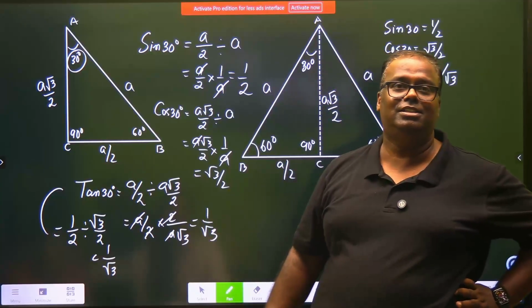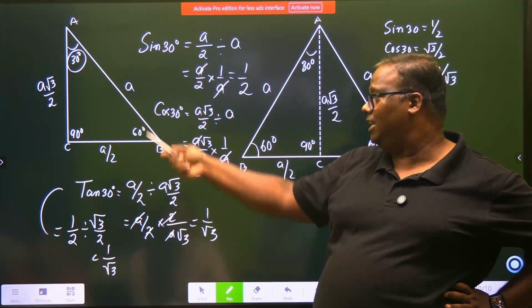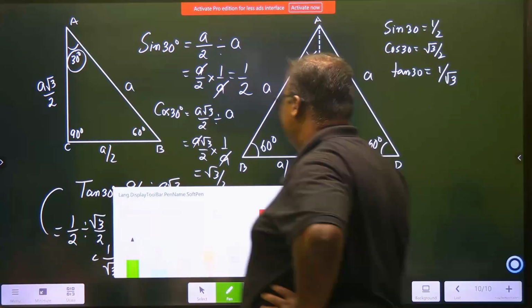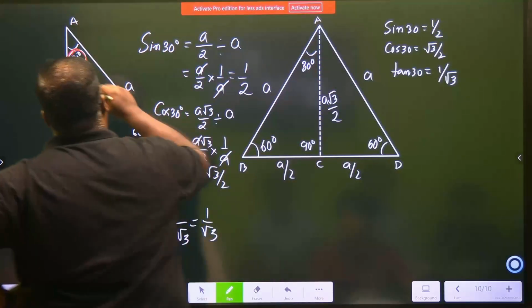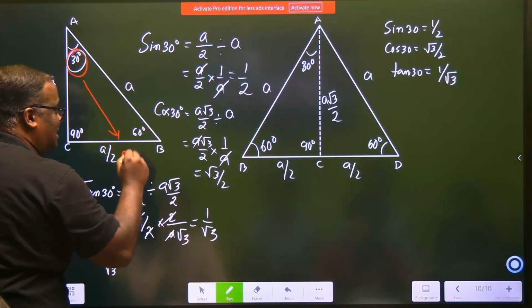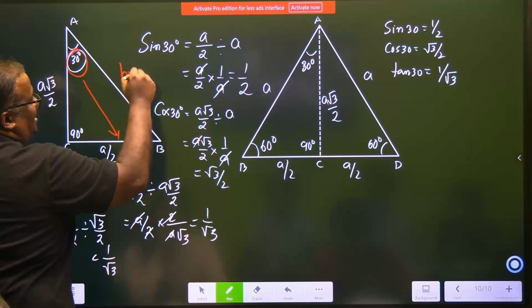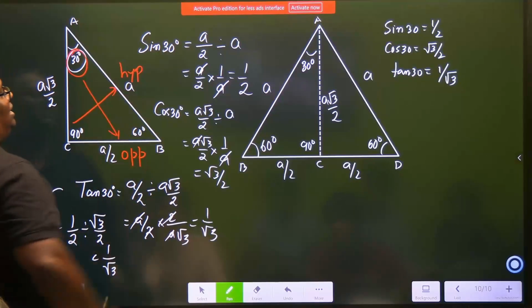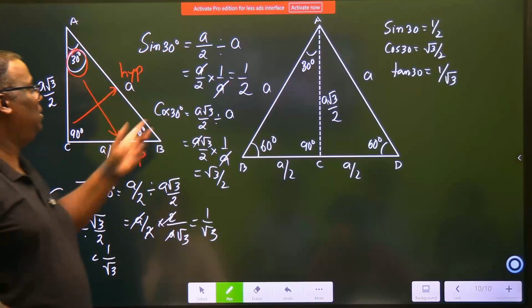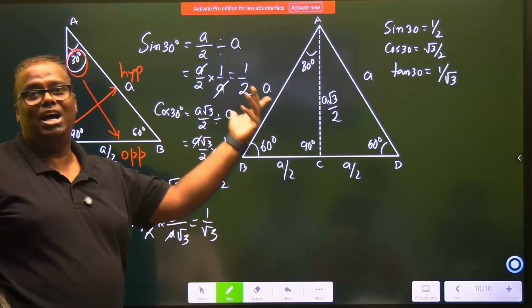ठीक है? Sin 30, ये चक्कर 30 ये है, ये इसका ऑपोजिट कौन है? ये ऑपोजिट है, ये हाइपो है. How do you know hypo? Opposite of 90 is hypo. Opposite by hypo, a by 2 divided by a, which is half.